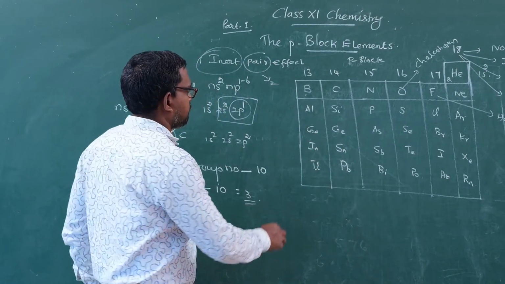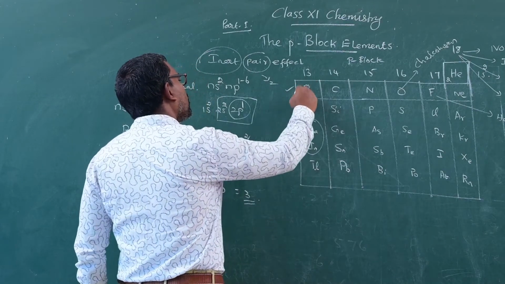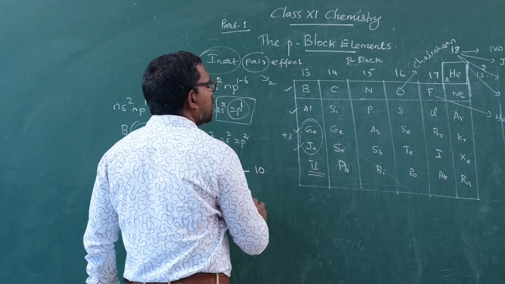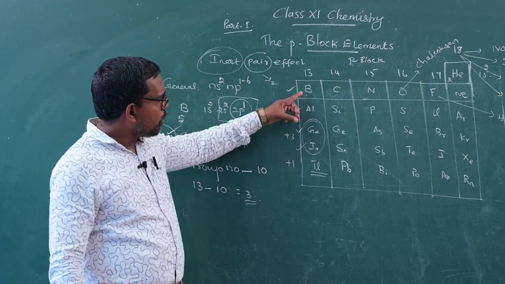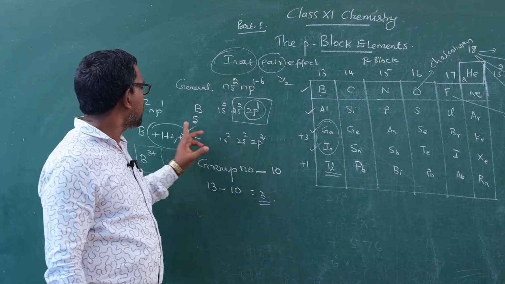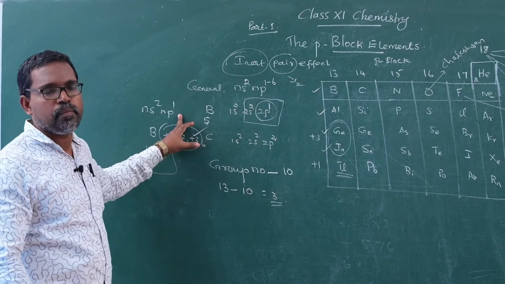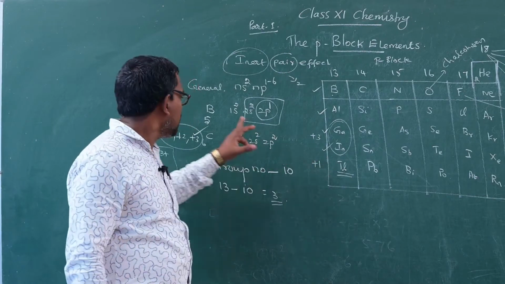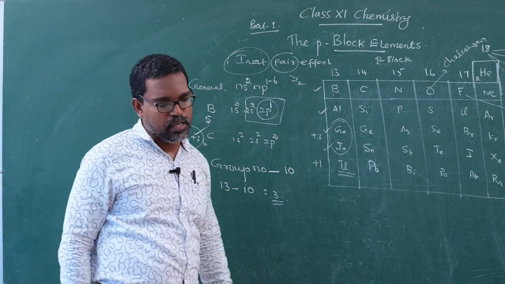Gallium and indium also show +3. So boron, aluminum, gallium and indium show the +3 oxidation state. Thallium shows only the +1 oxidation state. That means in boron, aluminum, gallium and indium, the s orbital containing 2 electrons and the p orbital containing 1 electron participate in covalent bonding. But in thallium, only the p orbital electron participates in covalent bonding. That is the inert pair effect.